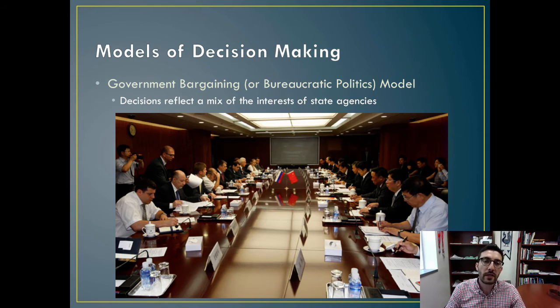Another different model of decision-making is known as government bargaining or a bureaucratic politics model. And this is where countries arrive at their decisions through a mix of the interests of the state agencies that are involved in the decision-making process. The picture that you have here is a meeting between Russia and China, and you have people across the table who are representing the various agencies, and they pair up. And remember, each agency has their own decisions to make about what they want as far as advancing the goals of their agency, but also while respecting the goals of the federal government.